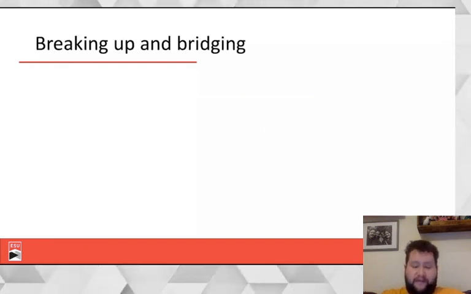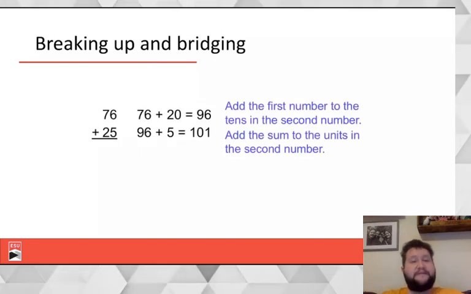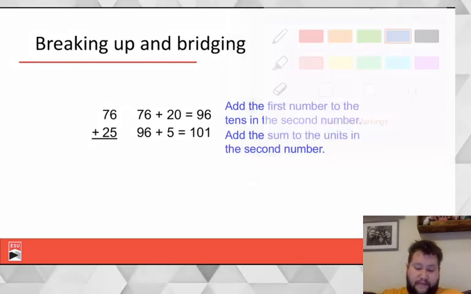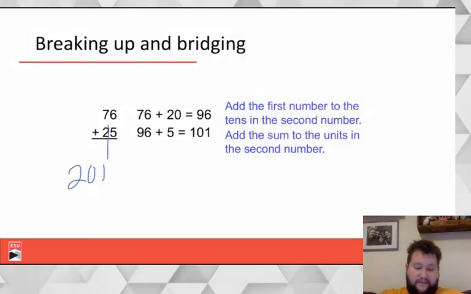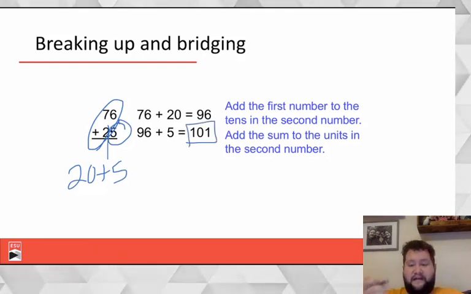Breaking up and bridging. 76 plus 25. Well, I can just do, if I split this bottom number into 20 plus 5, I can say 76 plus 20 is 96, plus 5 more is 101. And so we add that first number to the tens of the second, and then we add the rest.